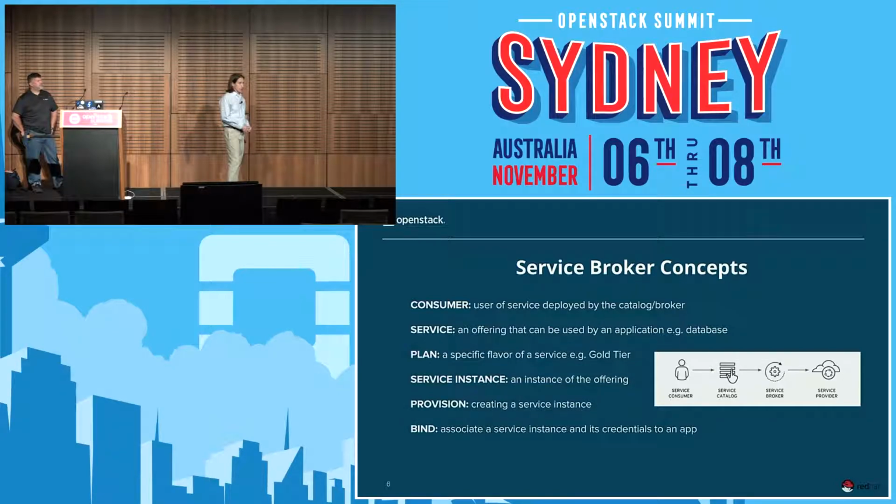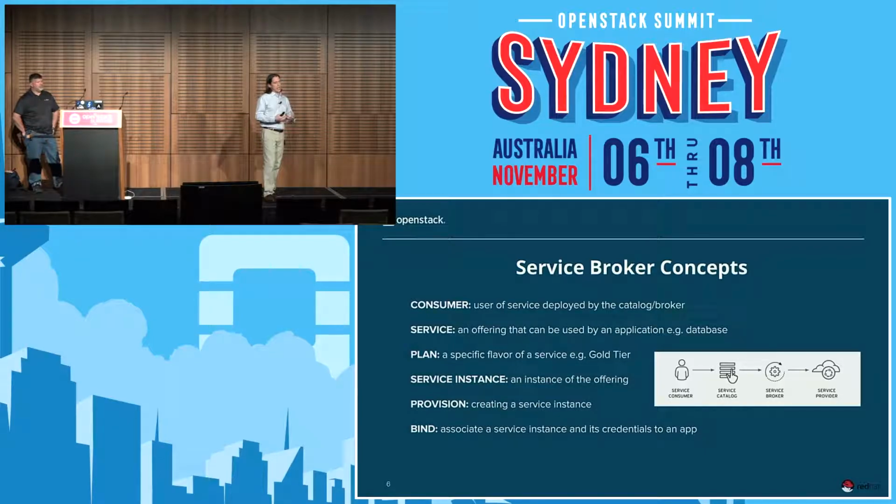A couple of terms I'm just going to make note of. I'm not going to spend a lot of time here, but a consumer is the person who actually interacts with the catalog. A service is something that's exposed in the catalog, an application. A plan is a flavor of it. The idea is you can have, for instance, a bronze, silver, and gold tier. So you maybe have no storage in the bronze if you're deploying a database. You might have persistent storage and more memory in the silver, and so on. Gold could be a higher offering.